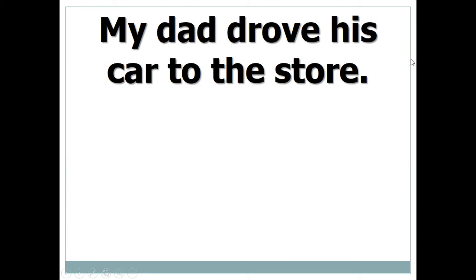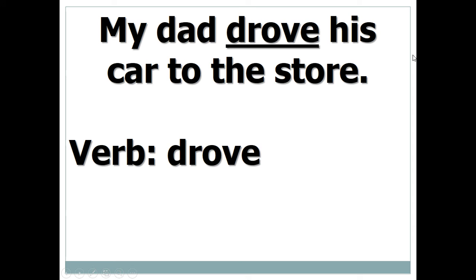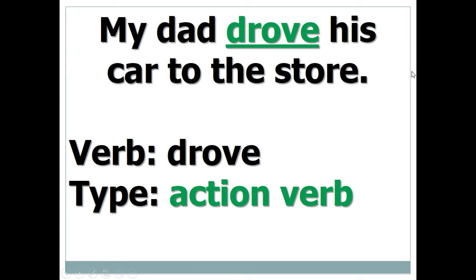Here's another sentence. My dad drove his car to the store. Again, who or what are we talking about in the sentence? That's the first thing we should do with our sentences, figure out the subject. I'm hoping by reading this, you're going to realize that the subject is dad. We're talking about dad. Now, did dad do something in the sentence? Oh, yeah, he drove. Dad drove. Sounds like a good verb to me, and the word drove is an action. So we would say that the verb in this sentence is just the word drove. And what type of verb is it? It's an action verb. There's no helping verb needed in this particular sentence. Dad drove. That's the sentence.